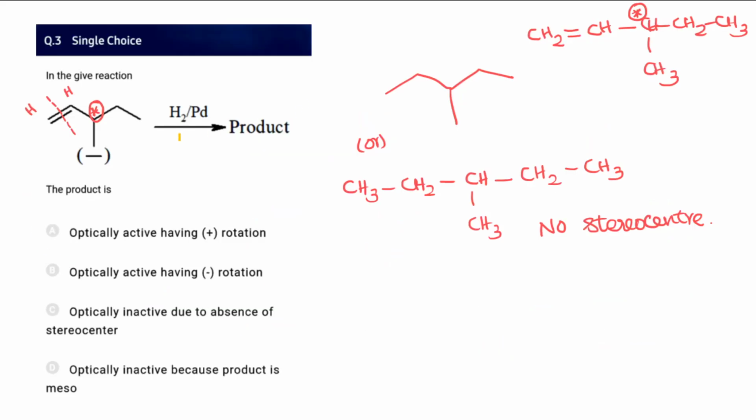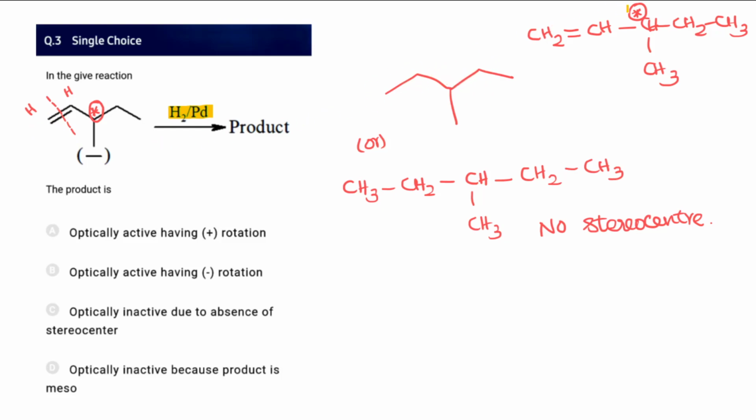Third question. In the given reaction, hydrogen with palladium, which is a reduction reaction, what is the nature of the product, whether it is optically active or optically inactive? That is what the question is. So you have to find out first whether active or inactive. After adding hydrogen to the double bond, I find this is optically inactive.